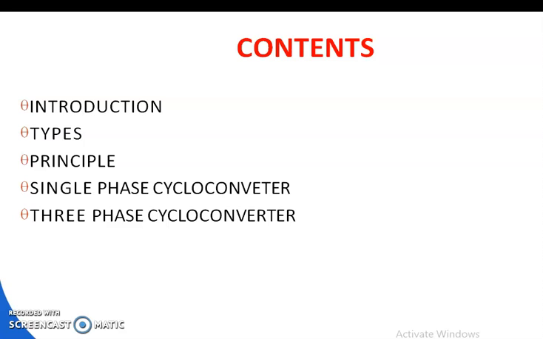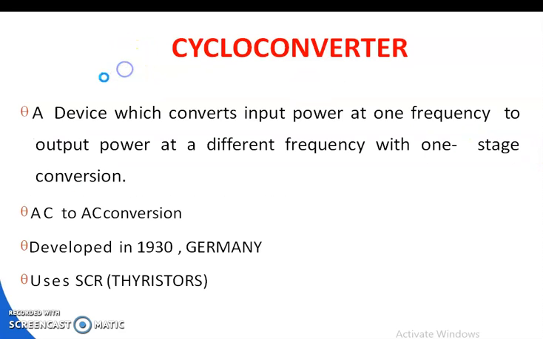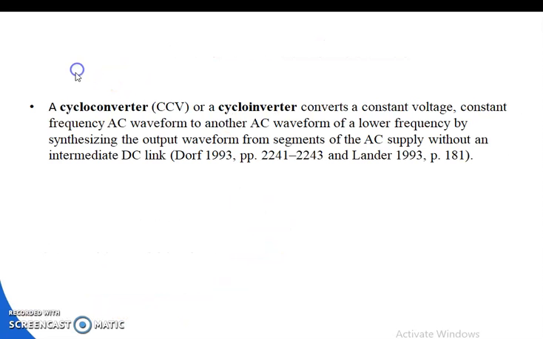So what does this chapter contain? That is introduction, then types, then principle, single phase cyclo-converter, and three phase cyclo-converter we have to discuss. Then the definition: a device which converts input power at one frequency to output power at a different frequency with one stage conversion. AC to AC conversion was developed in 1930 in Germany. It uses SCRs or thyristors, and these are force commutated in nature.